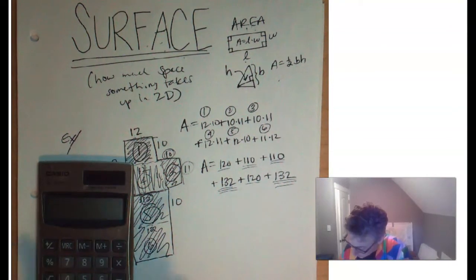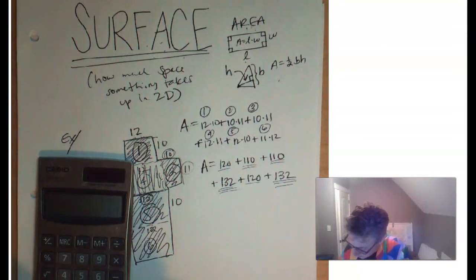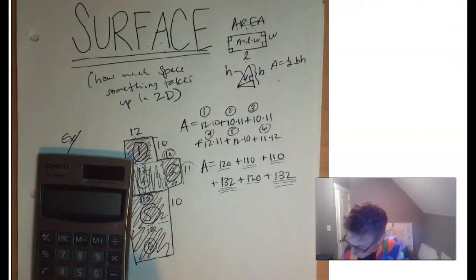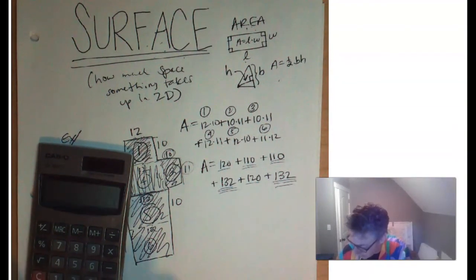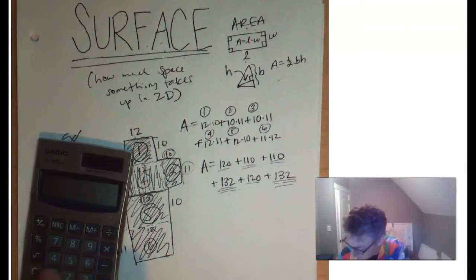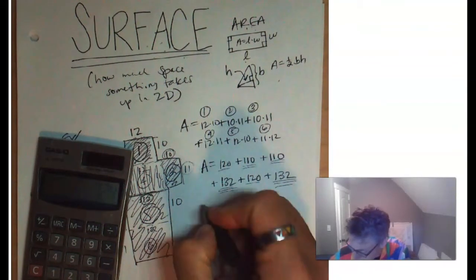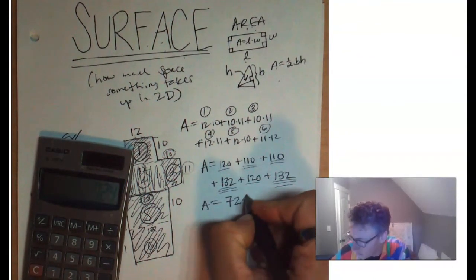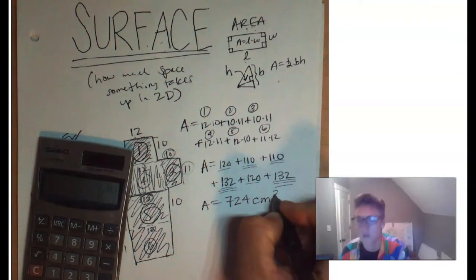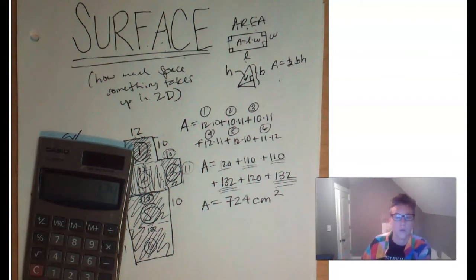120 plus 110 plus 110 plus 132 plus 120 plus 132 is 724. I'm just going to double check. I never trust myself with a calculator, so I just always do things twice. 724. I got the same answer twice, so I believe myself. So I'm going to say 724. The units were centimeters. It's area, so it is squared.